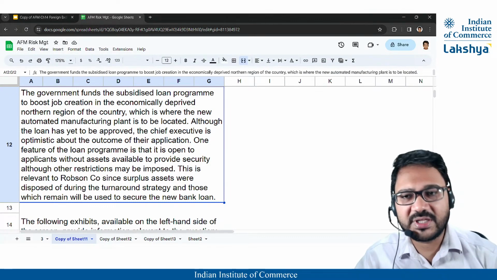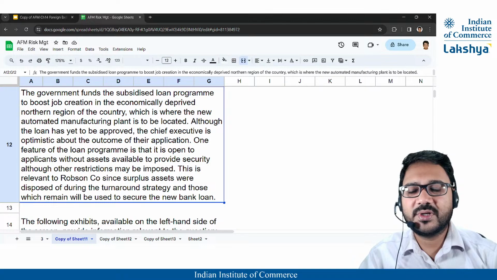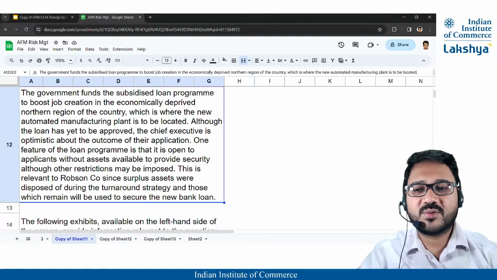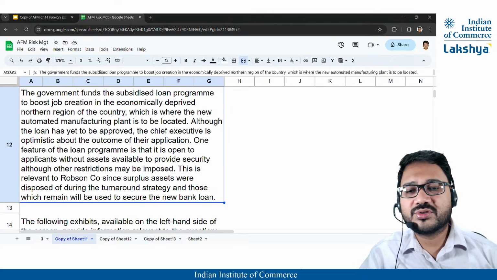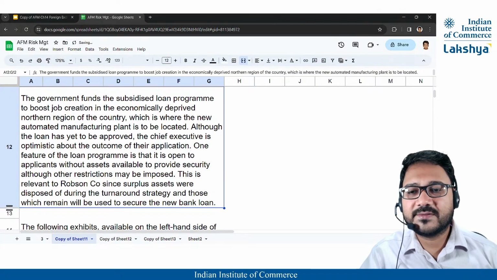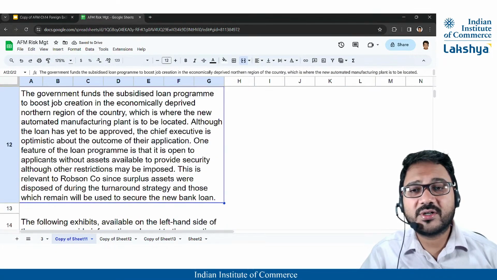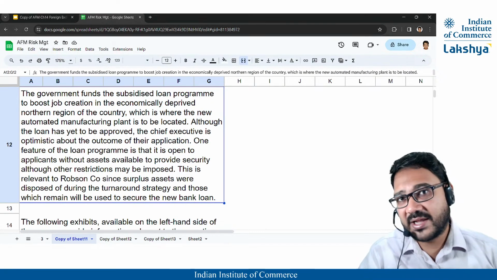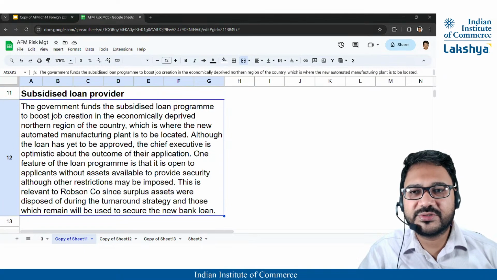So you need not give a security or collateral and get it at a cheap rate, but there are certain restrictions. This is relevant to Robson since surplus assets were disposed of during the turnaround strategy, and those would otherwise be used to secure the new bank loan. Those terms and conditions could involve not being able to dispose of the assets, which the company has done recently and maybe plans to do in future. But it won't be able to do that because the assets would be used as collateral.